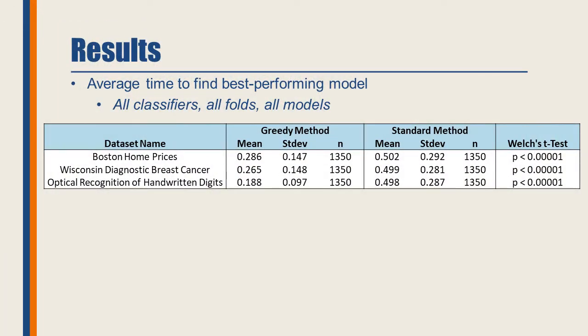Finally, we can consider the average time to find the best performing model across all classifiers, all folds, and all candidate models. As shown in this table, the greedy cross-validation method is consistently superior to the standard cross-validation method in terms of its ability to quickly identify the best machine learning model among a set of candidate models. These results are also highly statistically significant.